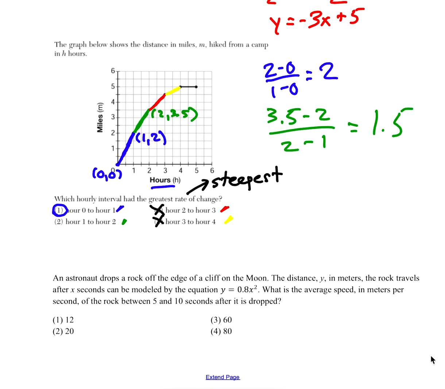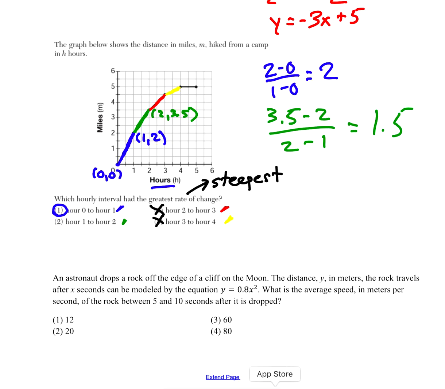And before we get to the last question, that other question is a very common question. You never just want to eyeball it unless it's obvious. You can if it's obviously one's much steeper than the rest. But here it's kind of close, so just make sure you check the intervals that are potential answers.